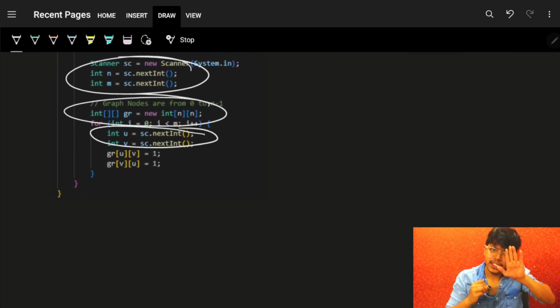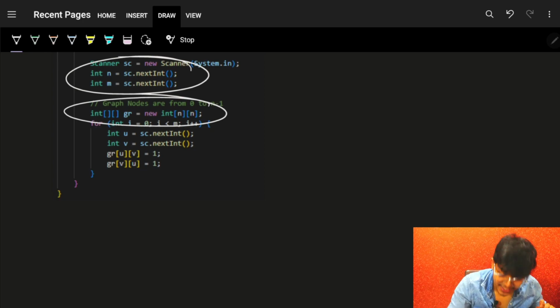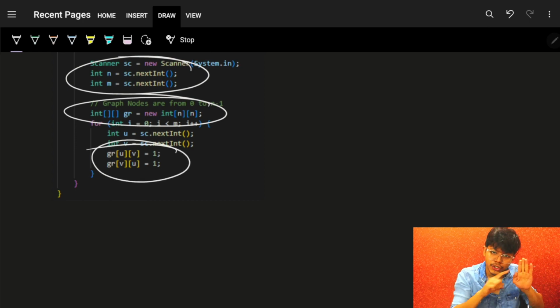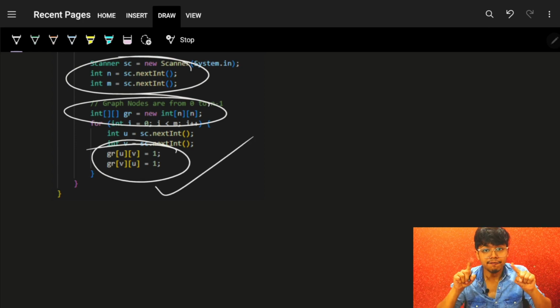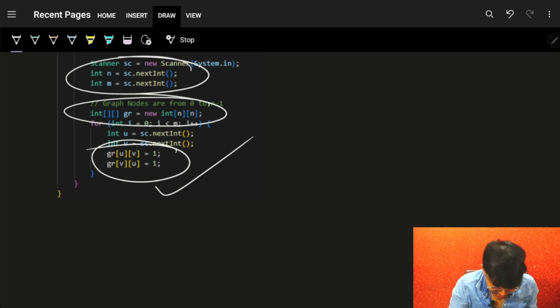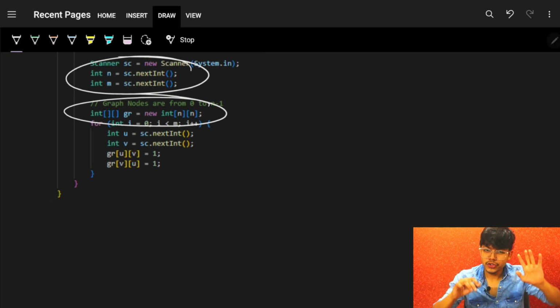I just grabbed my U and V, which means for an edge, okay, what's its U, what's its V? As it's an undirected graph, I just marked both U to V as 1 and also V to U as 1. While if it had been a weighted graph, you would have put a value, whatever the weight is. But I will not confuse you. You just have to remember about the unweighted graph.